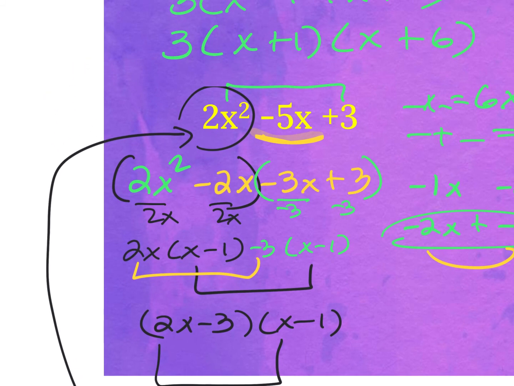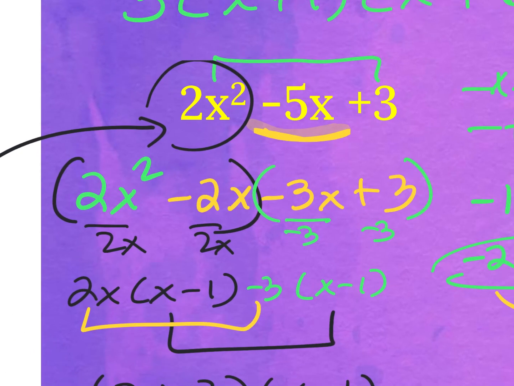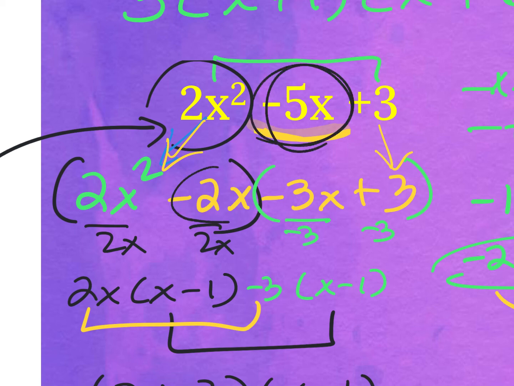So what I'm doing is I'm rewriting the trinomial. In the first term, the 2x squared gets rewritten. The last term gets rewritten. All I did was replace this middle with these two factors I just found. And then I make the groups.